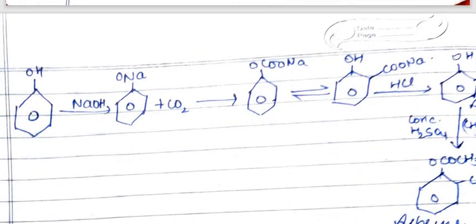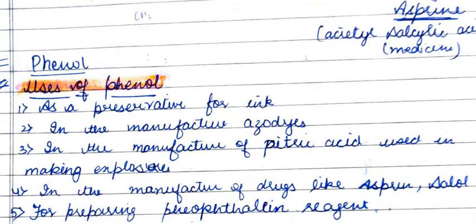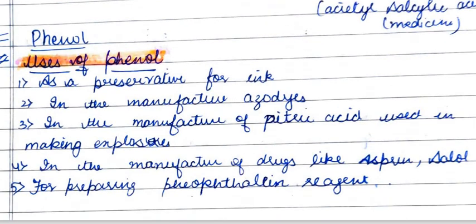You can go through just this. And then there are the phenol uses. It is used as a preservative for ink, for the manufacture of azo dyes, in the manufacture of picric acid used in making explosives, then in the manufacture of drugs like aspirin, cellulose, etc., and then for preparing phenolphthalein reagents. And so it's all about the phenols, special reactions. Thank you.